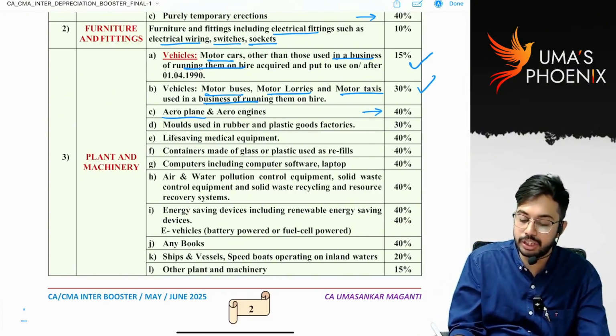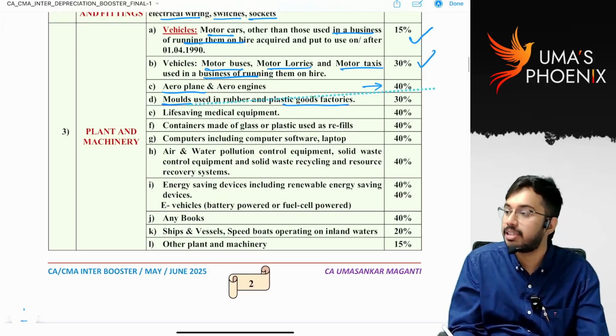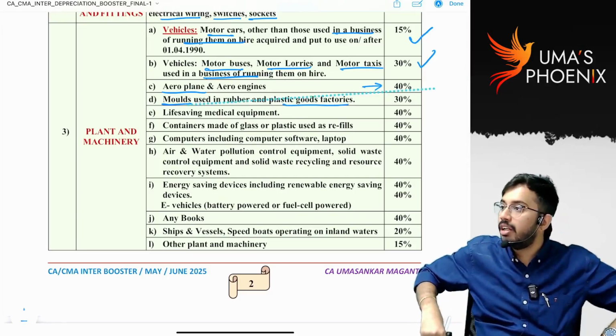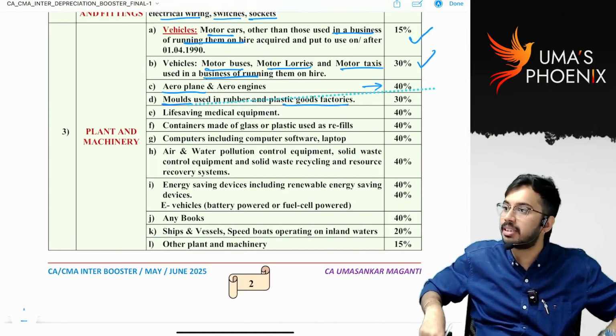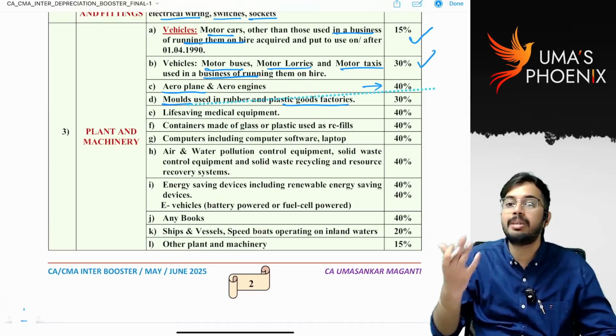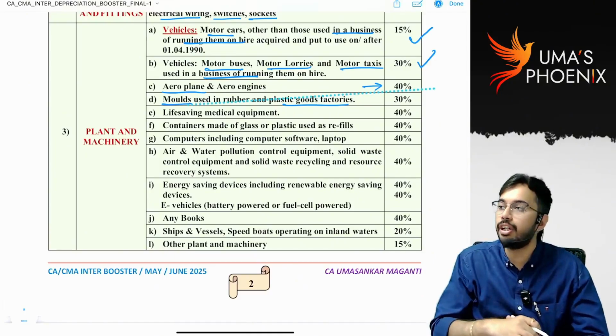Aeroplanes and aero engines. Molds used in rubber and plastic goods factories. See, there is this chair. You take in this brand any chair, it will be of the same size, same length, same breadth. How is it possible? It is possible because of the mold used in manufacturing of the chair.